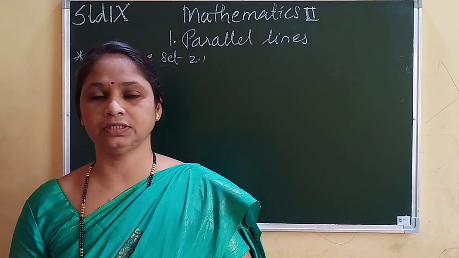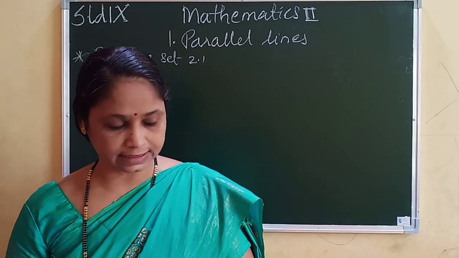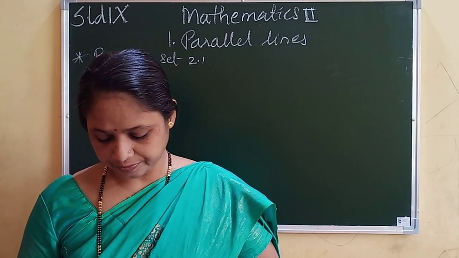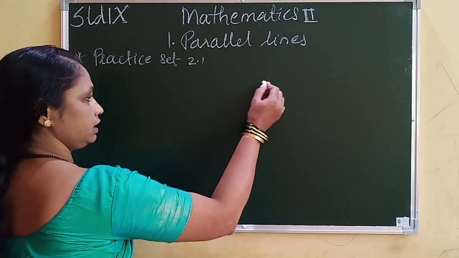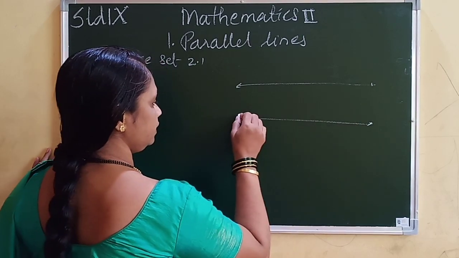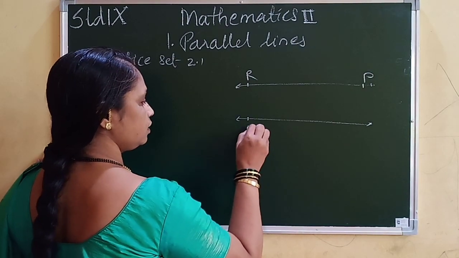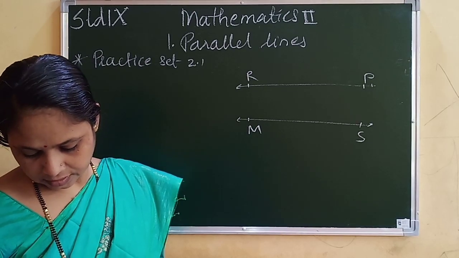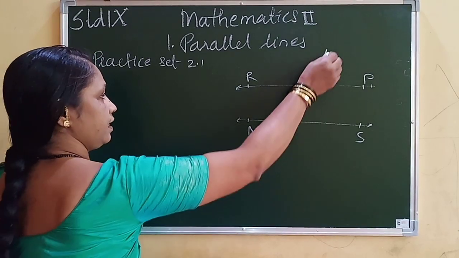Now today we are going to see the practice set 2.1. Now in that first example, see, in the given figure line RP is parallel to line MS. Now see, it is given line RP, this is R, and here P is parallel to line MS. Okay, and line DK is the transversal.